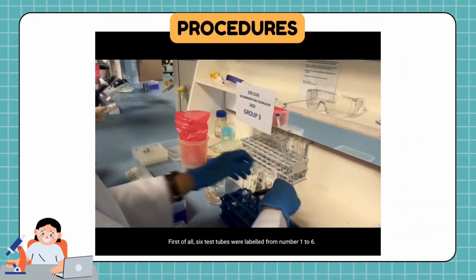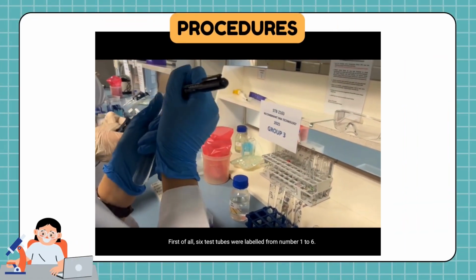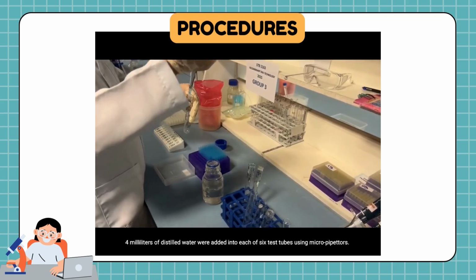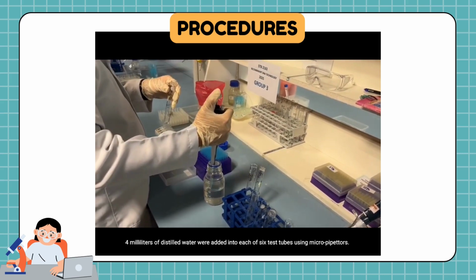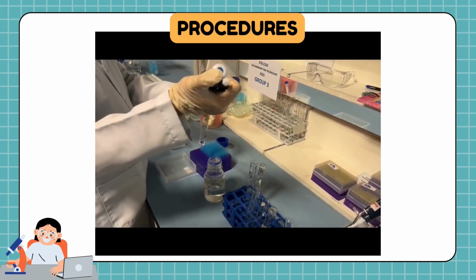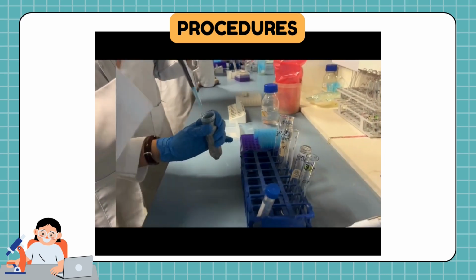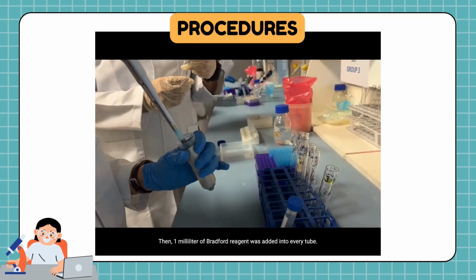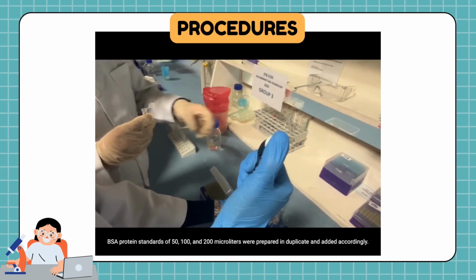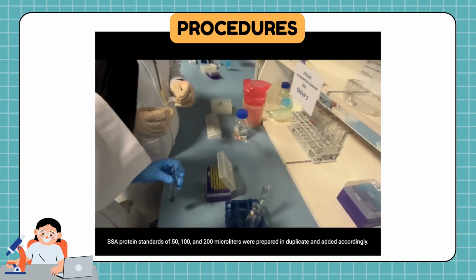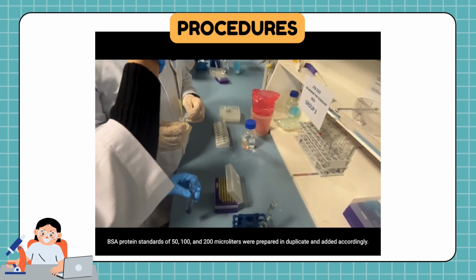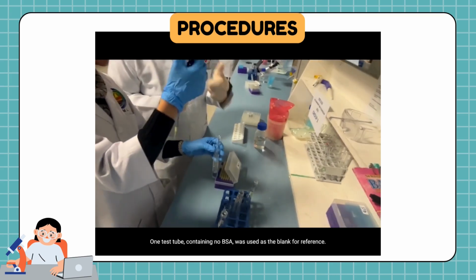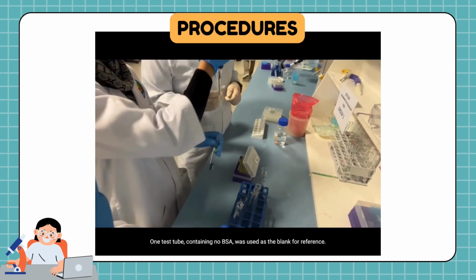First of all, 6 test tubes were labeled from 1 to 6. 4 milliliters of distilled water were added to each test tube using micropipettes. Then, 1 milliliter of Bradford reagent was added to every test tube. The BSA protein standards of 50, 100, and 200 microliters were prepared in duplicate and added accordingly. One test tube containing no BSA was used as the blank for reference.